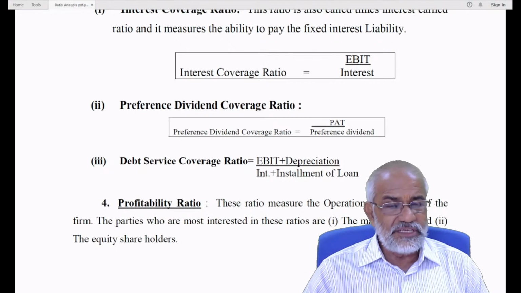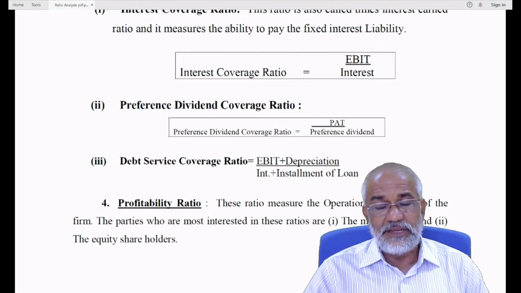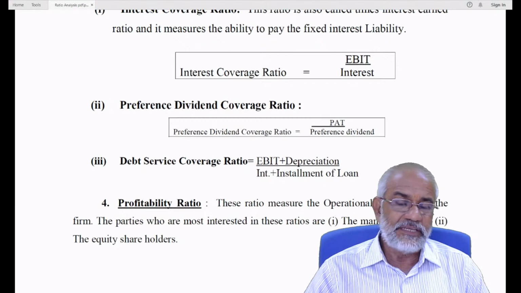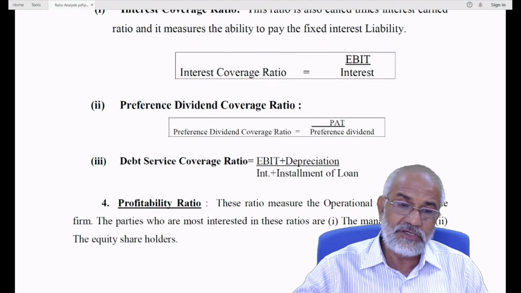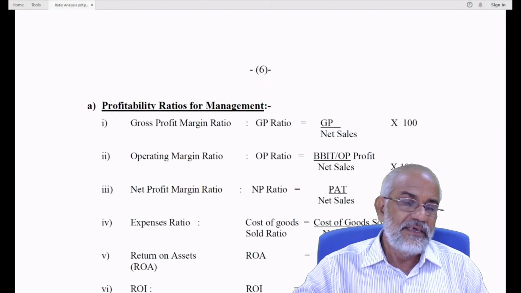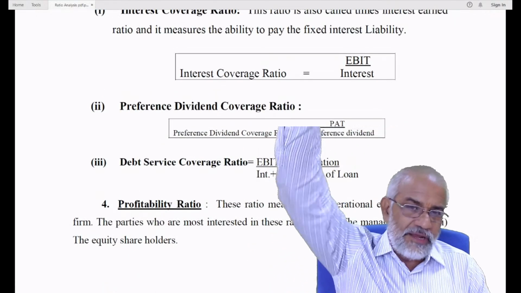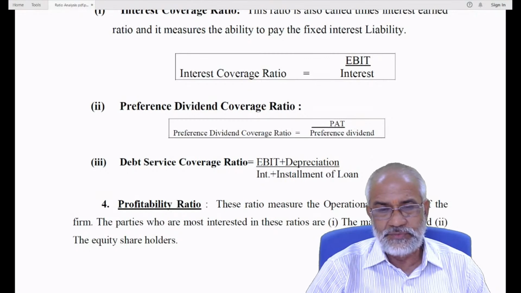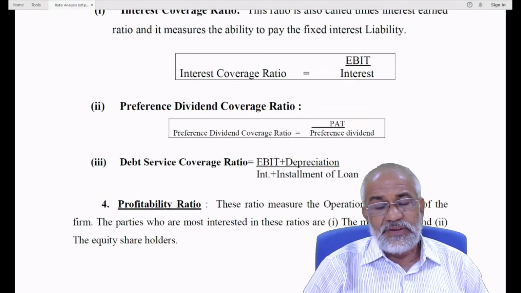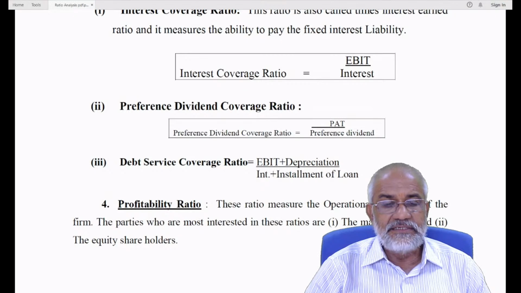So this is about the third category of ratios, which come under the leverage category. The leverage category speaks about the long-term solvency of the organization. Then the last category of ratios comes under the profitability ratios. These ratios measure the operational efficiency of the organization.